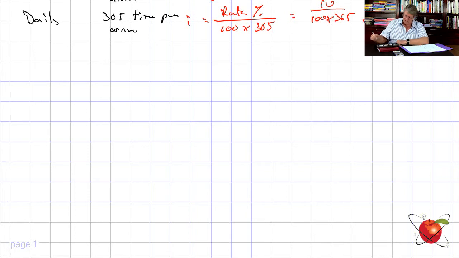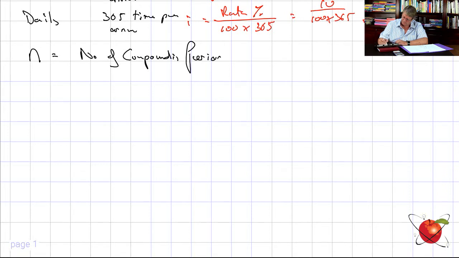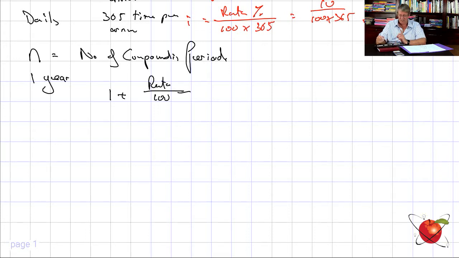But now, in all of these, please note that we have got N in the formula. N is the number of compounding periods. So if we were looking at 1 year, we would have 1 plus, let me say, rate over 100. Now let us say we did a year, but we did it monthly. So it's going to be times 12. And up here, it's going to be 1 year times 12.